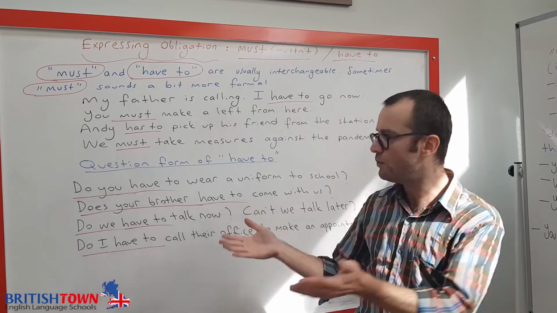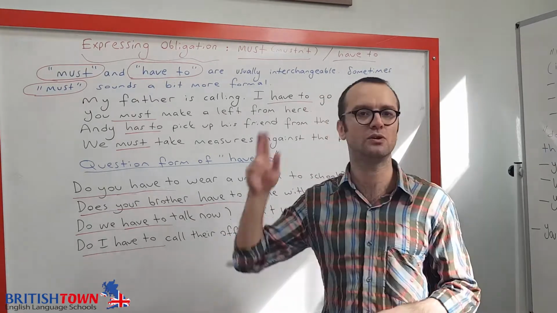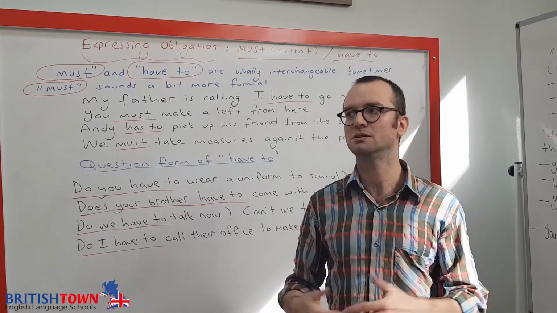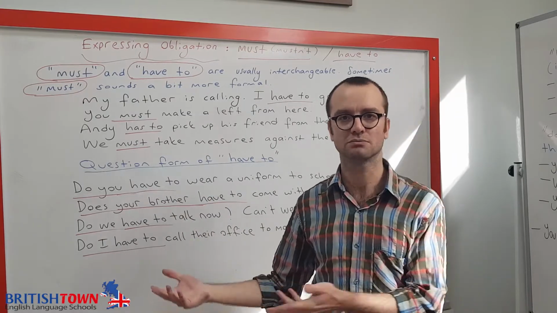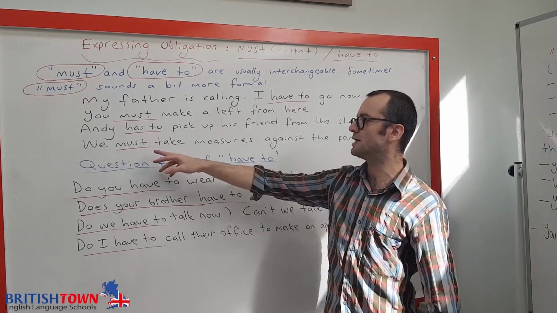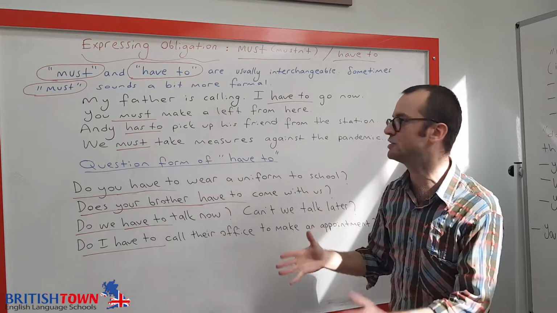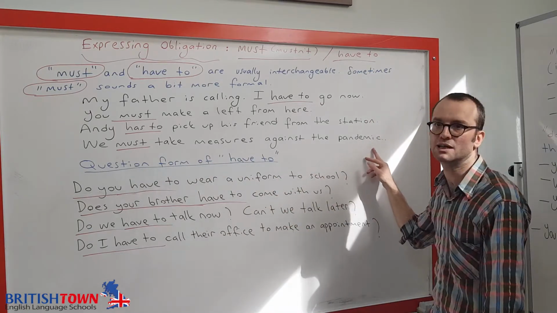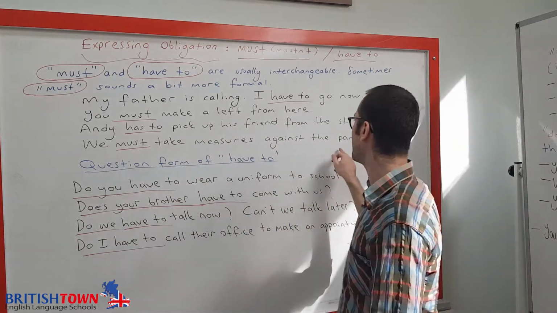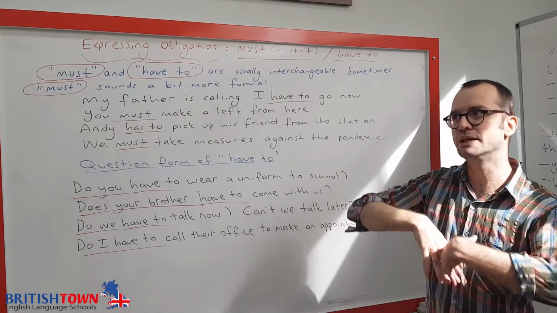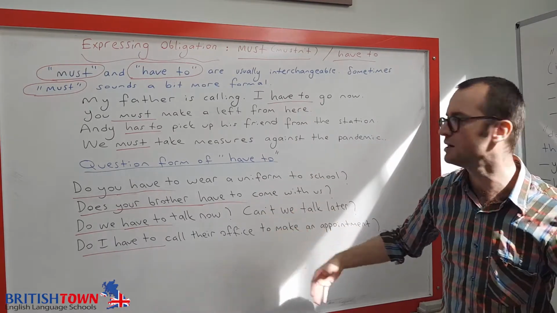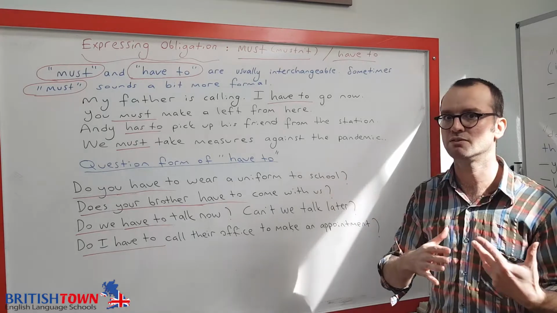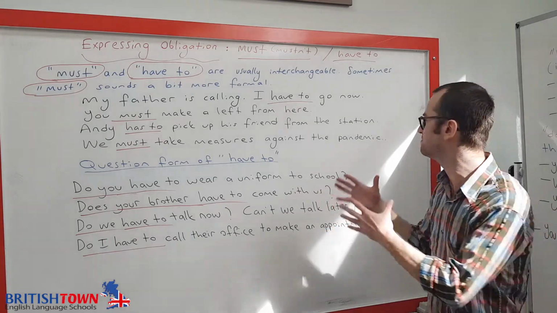For example, oh, where is Andy? He's going to the station. Why? He has to pick up his friend. And the last one here, we must take measures against the pandemic. So the pandemic means like a bigger scale epidemic. For example, these days we have this coronavirus pandemic.